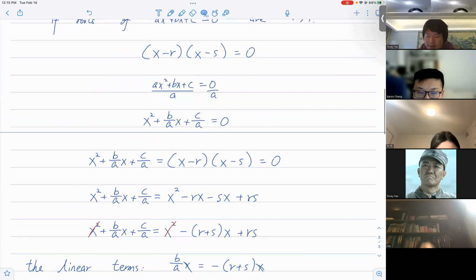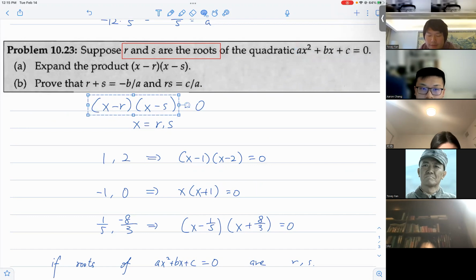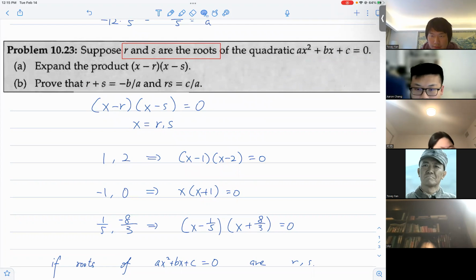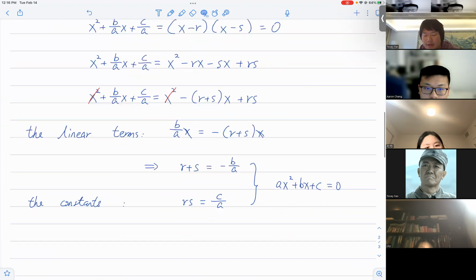Because that's what the question says. The original quadratic equation is equivalent to this what we call factored form, right? Equivalent to our two factors. They are exactly the same. So they are the same regardless of the value of x. Not only for one value of x, but for all values of x. So for any value of x, they should be equal. That's why you must match all the terms.